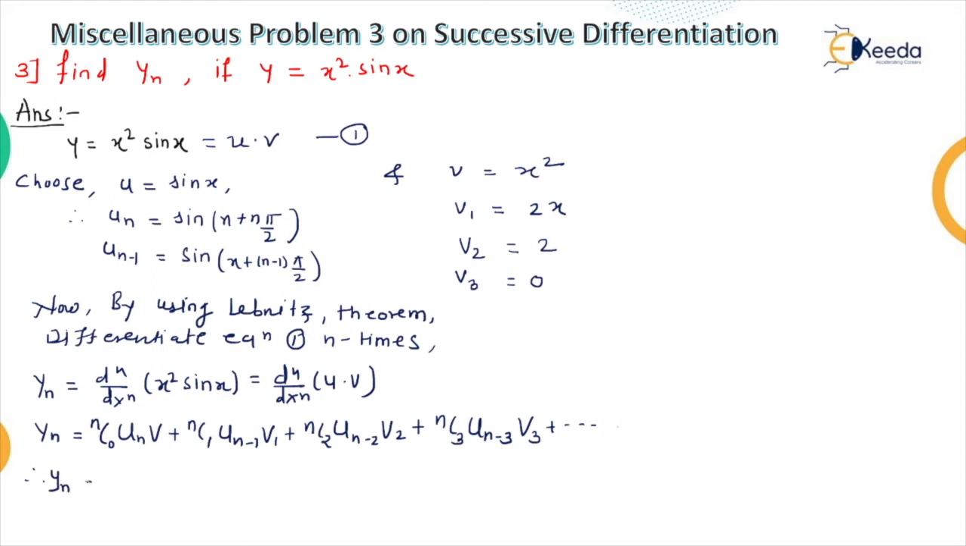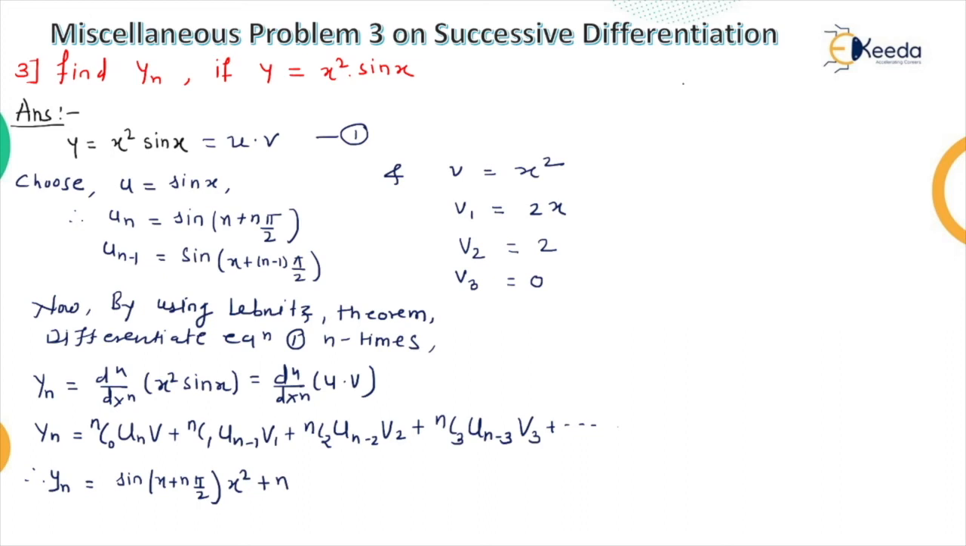So therefore clearly y_n is equal to, you know very well, nC0 means 1, into u_n, which is sin of x plus n pi divided by 2, into the v function I am taking here as x square, plus, you also know very well, nC1. What is the value of nC1? The value is n.